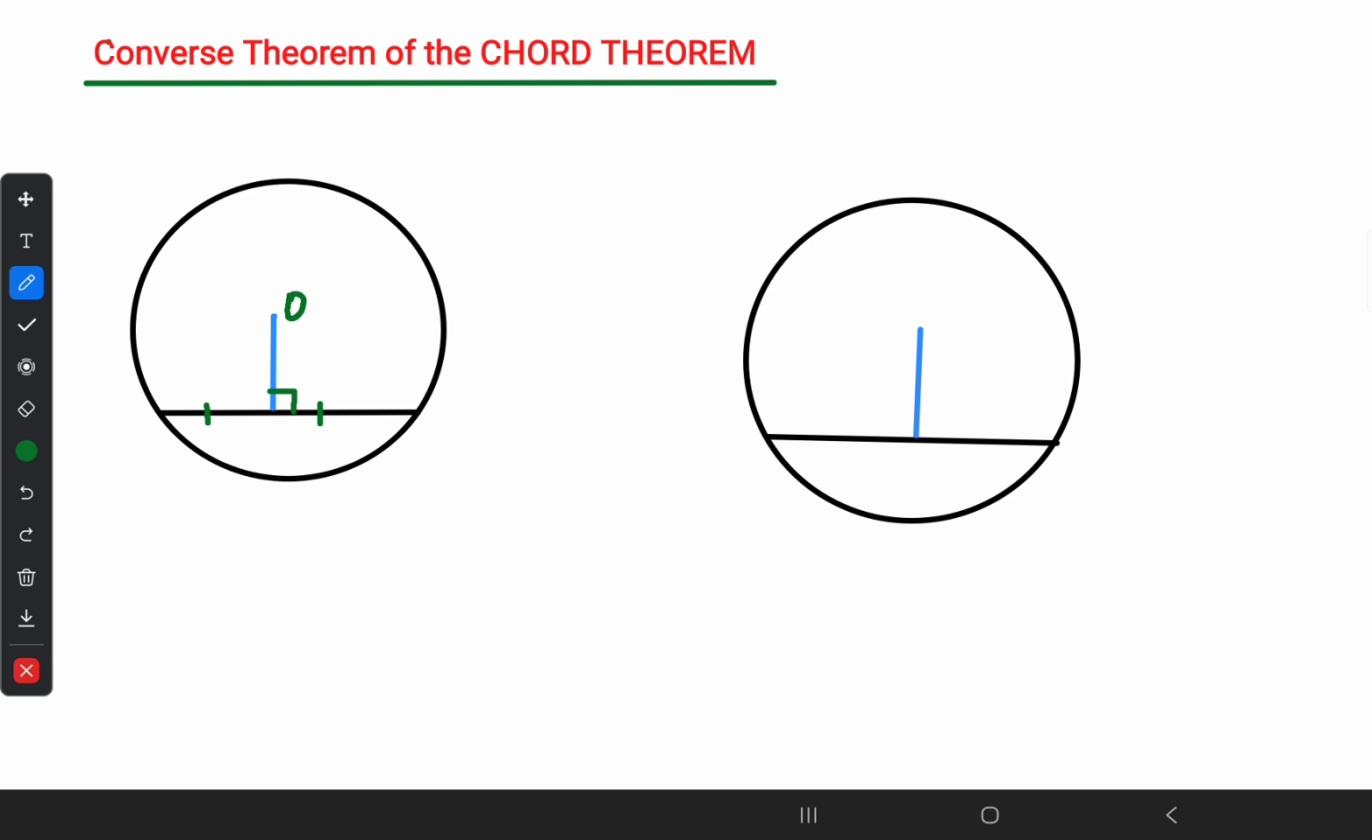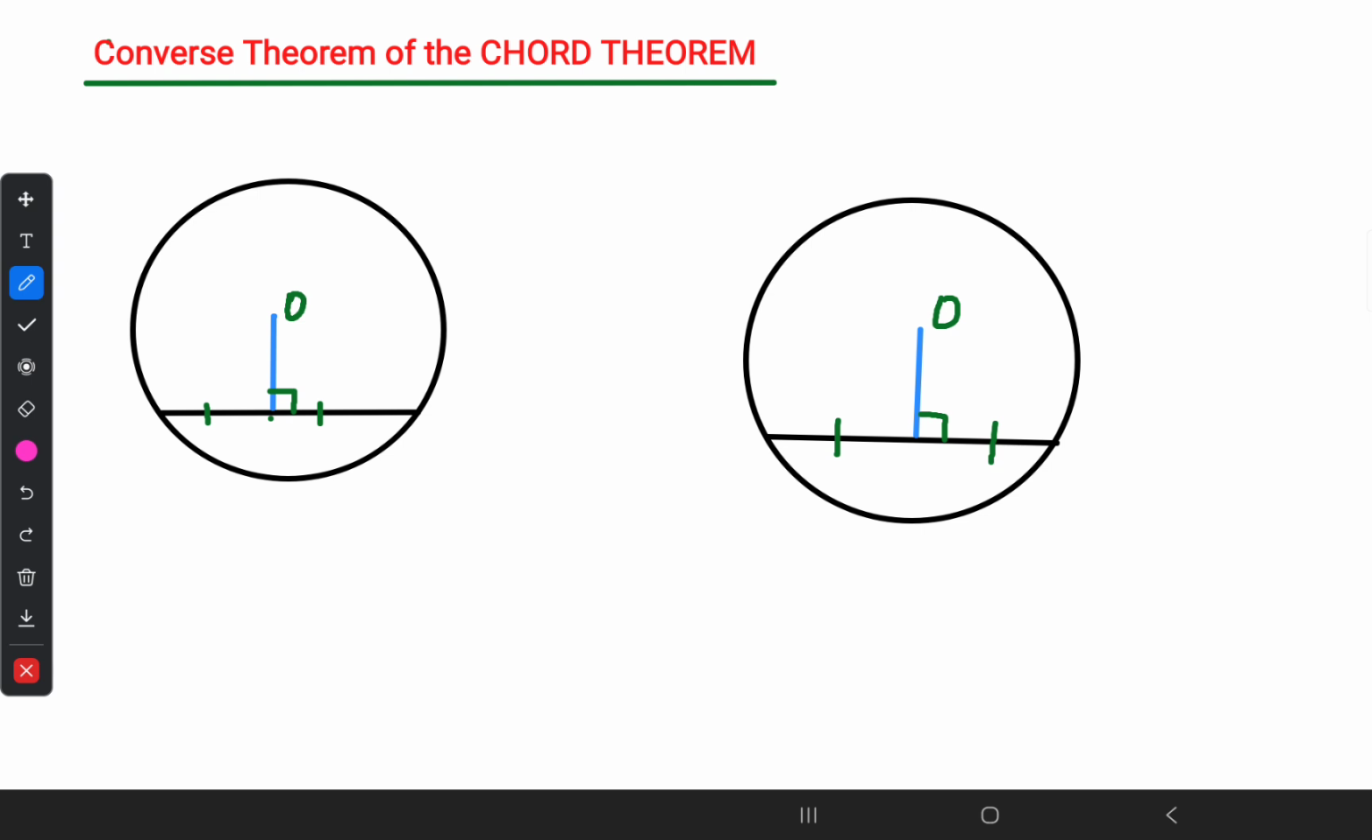But the converse theorem is telling something opposite to that one. The perpendicular drawn from the center of the circle to the chord bisects the chord. I'll repeat once more. If the midpoint of the chord and center of the circle were connected, the relationship was perpendicular. Here, from the center of the circle, when you draw a straight line, if this is perpendicular to our chord, the chord will be bisected. This is our converse theorem.